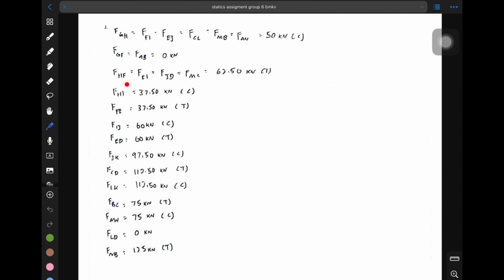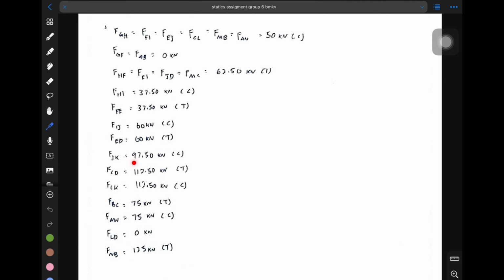For FHF, FEI, FJD, FMC equal to 62.50 kilonewton and it is tension. For FHI equal to 37.50 kilonewton and it is compression. For FFE equal to 37.50 kilonewton and it is tension. For FIG equal to 60 kilonewton and it is compression. For FED equal to 60 kilonewton and it is tension.